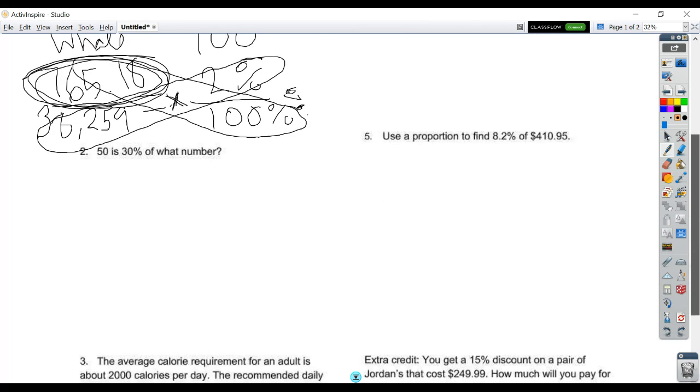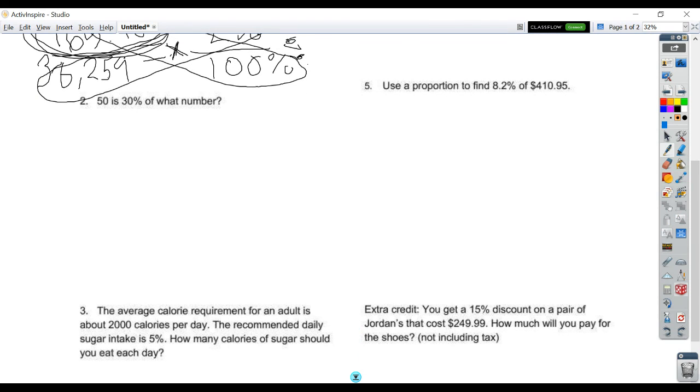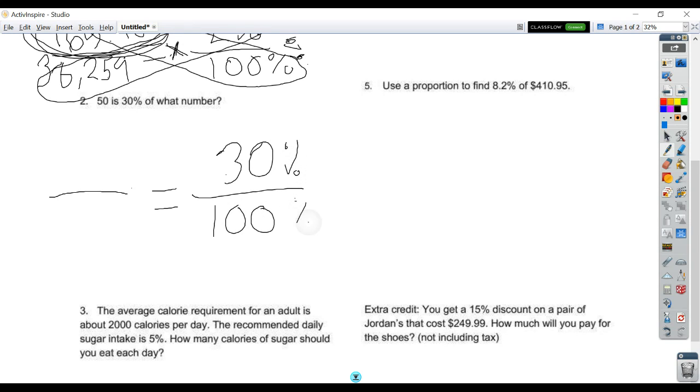Okay, question number 2. 50 is 30% of what number? So again, I'm going to set up my same setup. Fraction bar equals fraction bar. And I've got my percent. It tells me that's 30%. That's always going to be out of 100%.